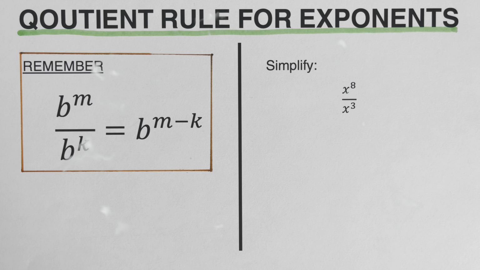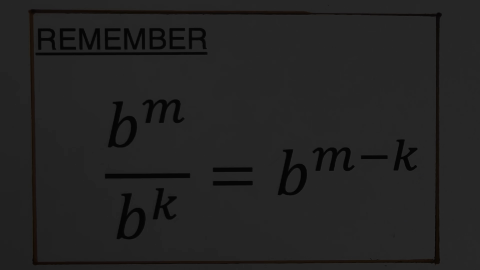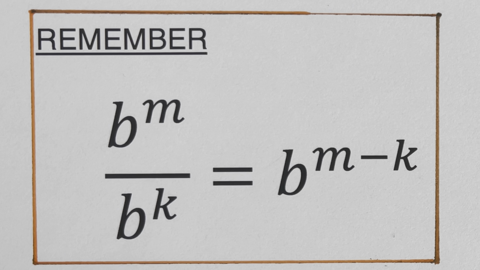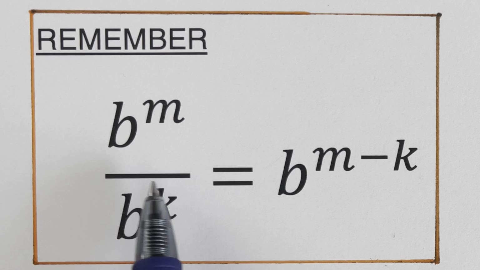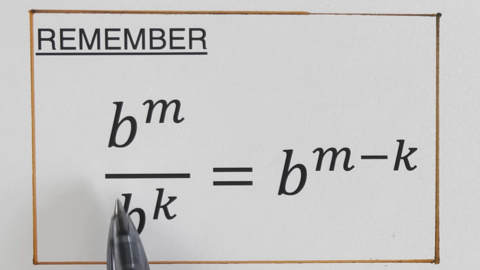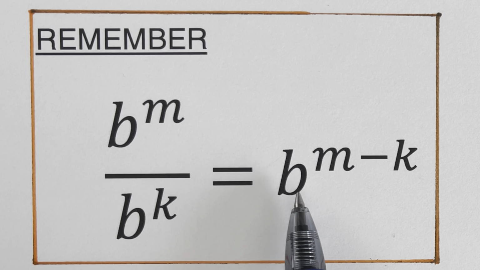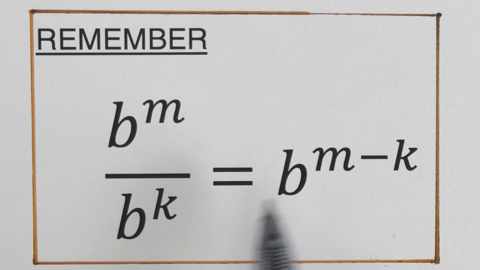Everyone. In this video, we're going to simplify exponential expressions using the quotient rule for exponents. Please remember that the quotient rule states that if we have b raised to the power m divided by b raised to the power k, to simplify this, we can take their common base b and subtract their exponents. So that's how we got m minus k.